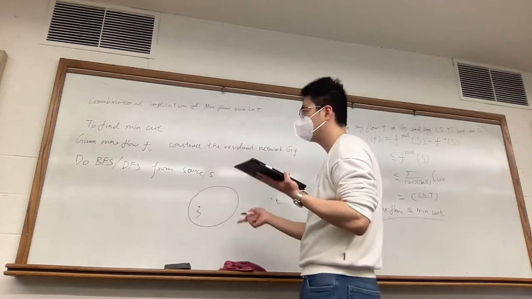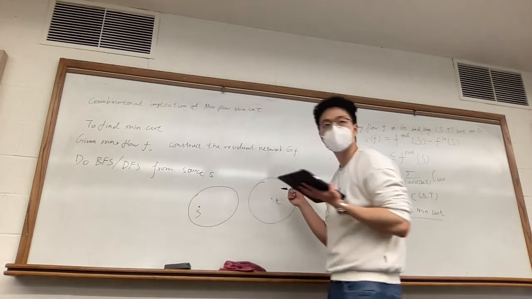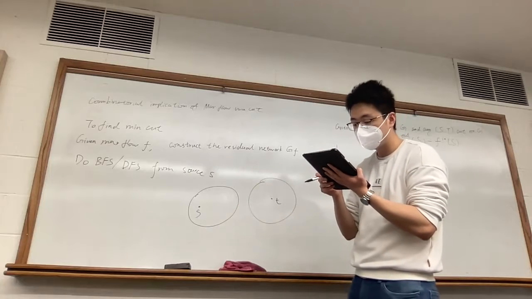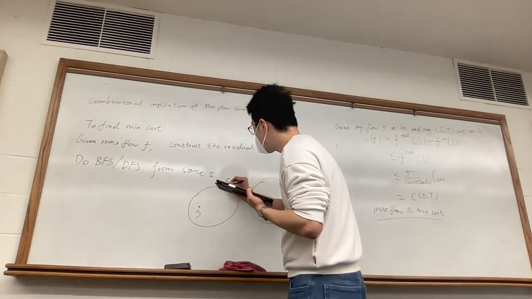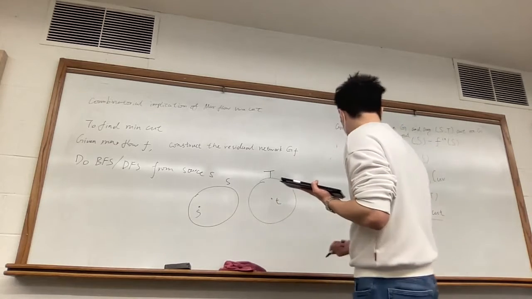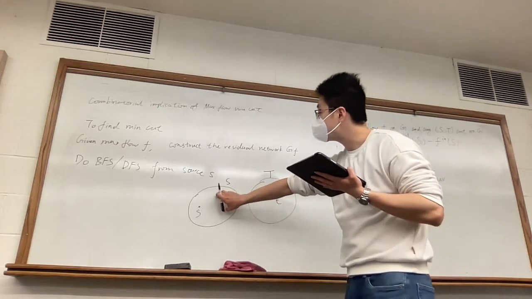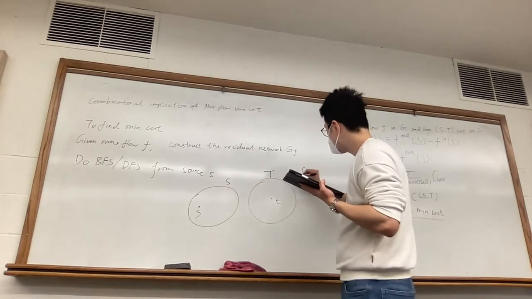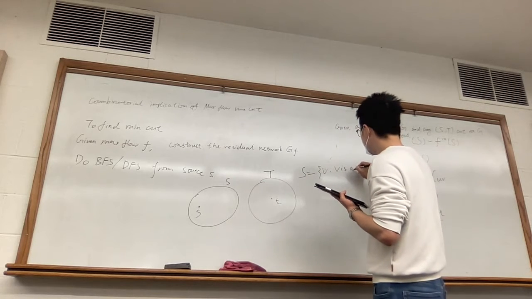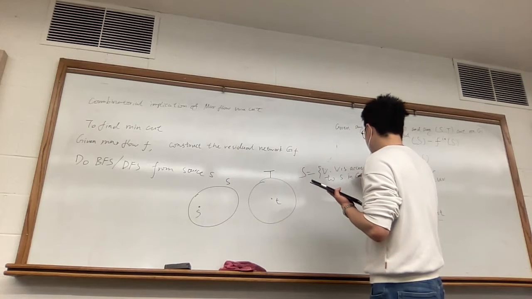Suppose this circle is a closure of the nodes that are accessible to S in the residual network. And this circle is a closure of the nodes that are not accessible to S. Then I claim that this is capital S, this is capital T. In other words, the min ST cut is such that S is all the nodes V such that V is accessible to S in the residual network.